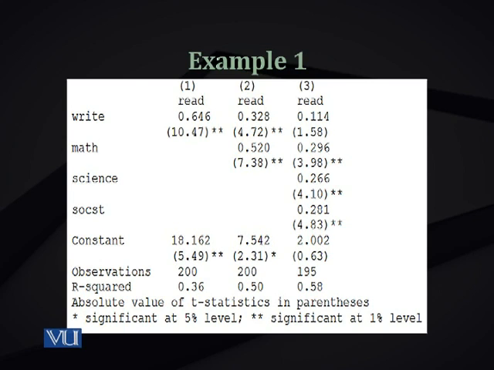At the bottom of the table, you are presented with the symbolic representation of the level of significance. P is less than 0.05, which means significant at 5%, and 0.01, which means significant at 1%. So these indicate the levels of significance at which your coefficients are significant.